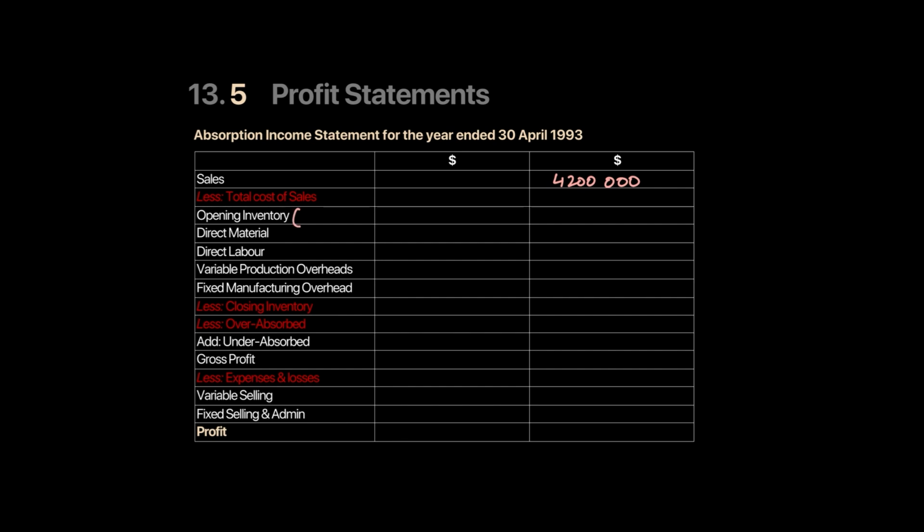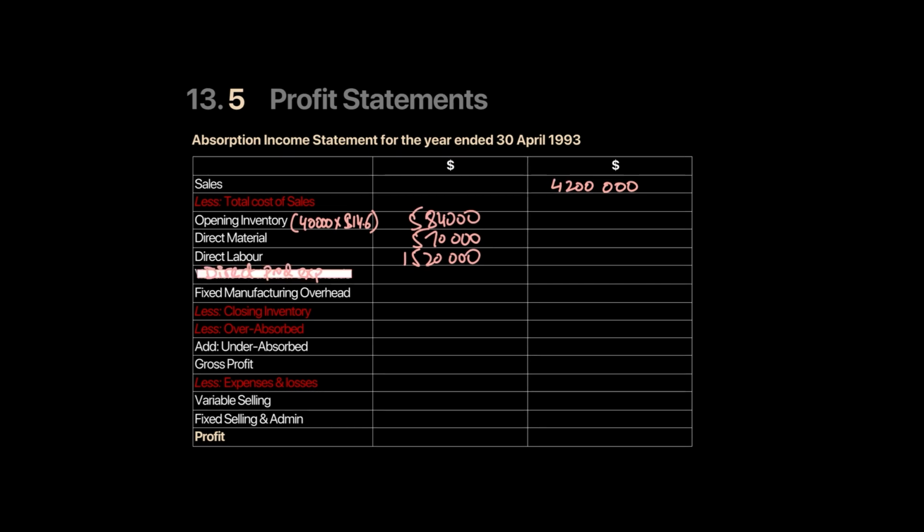Opening inventory will change. Obviously, you have 40,000 units, but absorption cost of a unit was 14.6. All right, it wasn't 14. That was for marginal. Absorption cost of a unit is 14.6. So that should be 584,000. Direct material, just write that down again. 570,000. No need to calculate it. Direct labor, 20,000. Your direct production expense stays the same, 570,000. I'm going to write that value again.